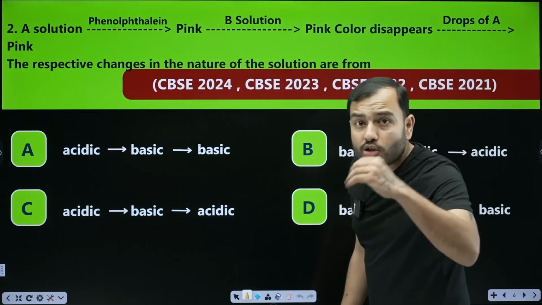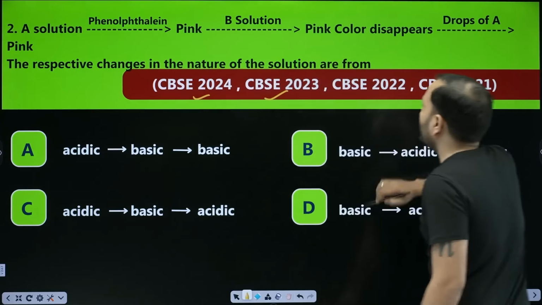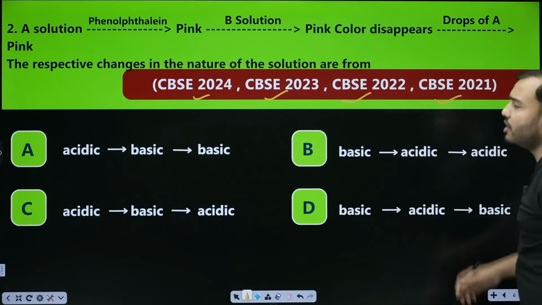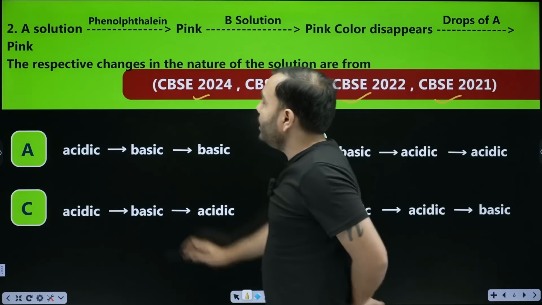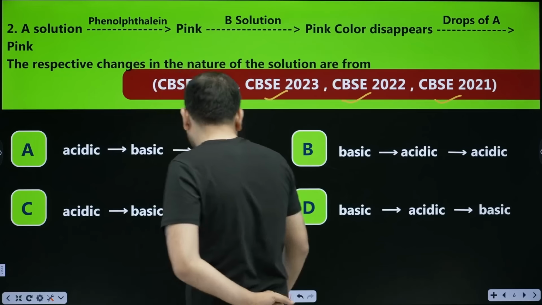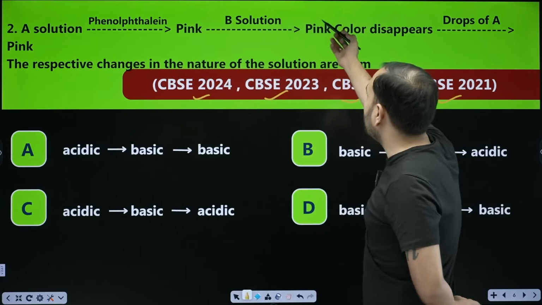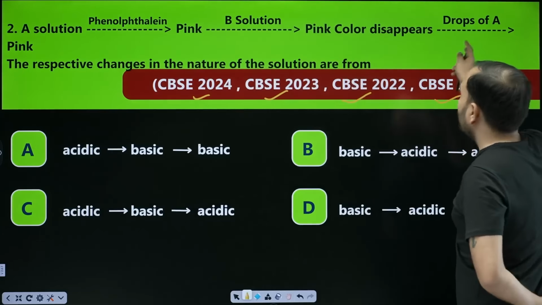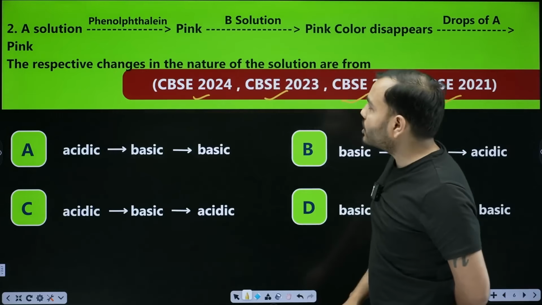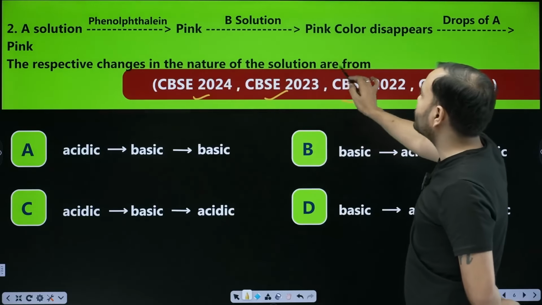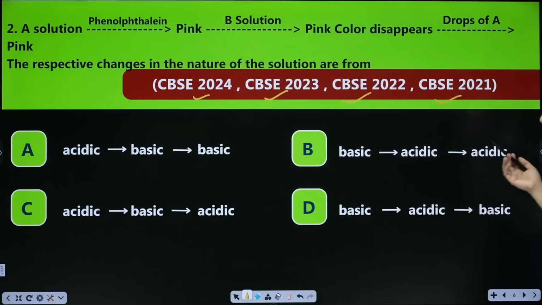Now see how many times this question and similar questions have been asked. This has been asked in CBSE 2024, then CBSE 2023, then CBSE 2022, and then CBSE 2021. Such questions have been asked repeatedly about phenolphthalein. There is one solution, phenolphthalein is put in it, and it turned pink. Then he put solution B in it and the pink color disappeared. Then he put some drops of A and again it turned pink. We are asked the respective change in the nature of the solution: acidic to basic, basic to basic, basic to acidic, acidic to acidic.